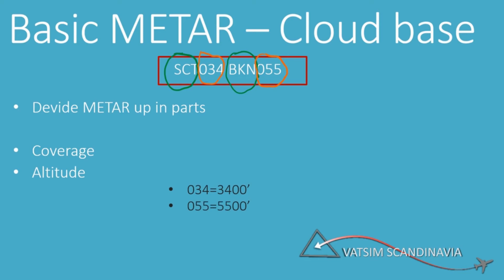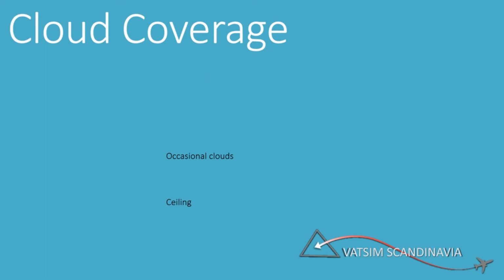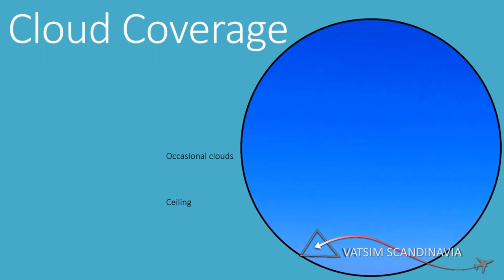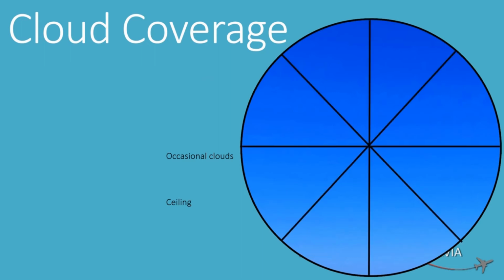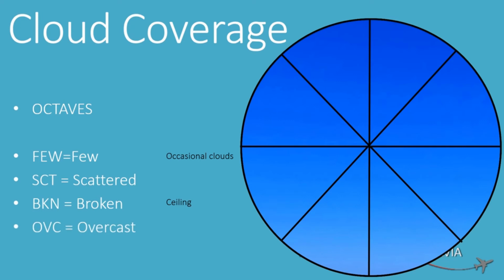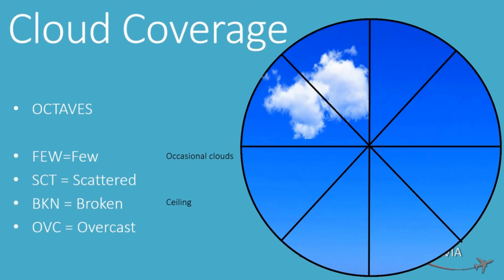The more difficult one is of course the coverage. So let's talk about the different coverages. To describe the coverage, you need to understand that the sky is divided up into 8 slices. These we call octas. Of these 8 octas, there are 4 different kinds of cloud coverage to describe how many octas of the sky are being covered by clouds. These are few clouds, scattered clouds, broken clouds, and overcast. The smallest one is few clouds. That is when either 1 or 2 of the 8 slices are covered by clouds.